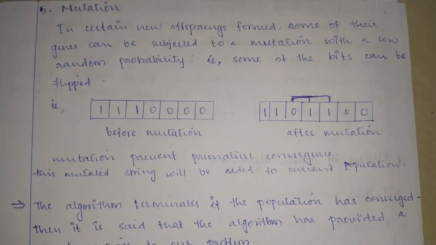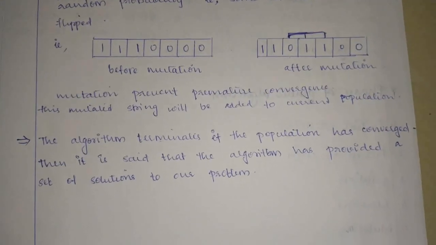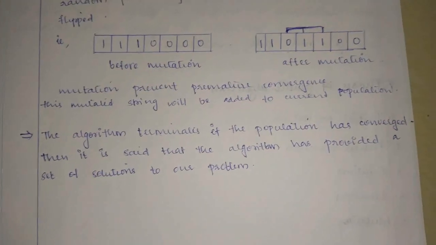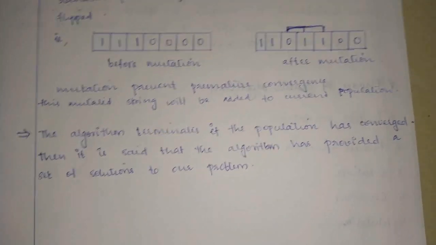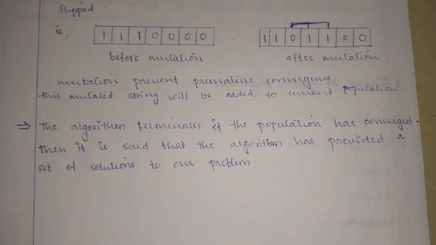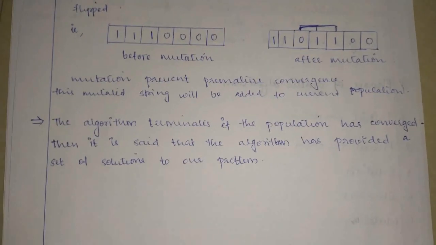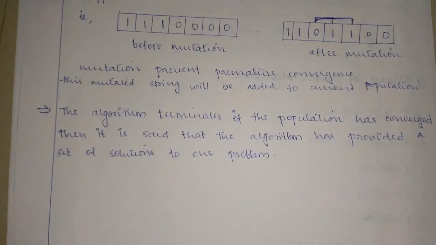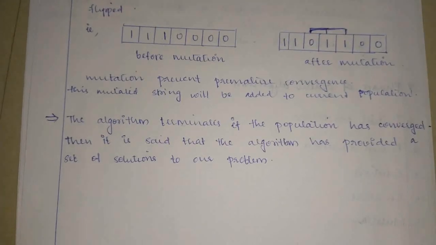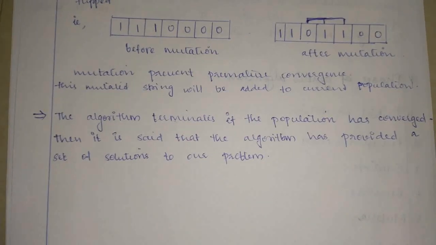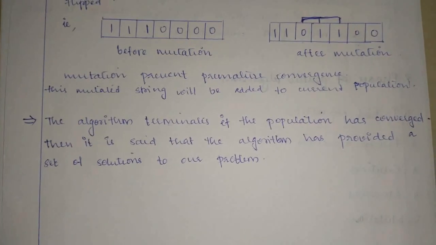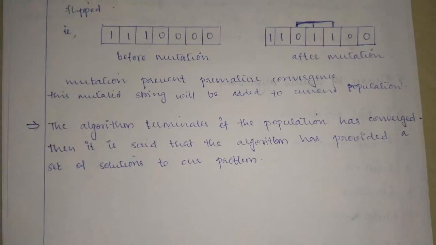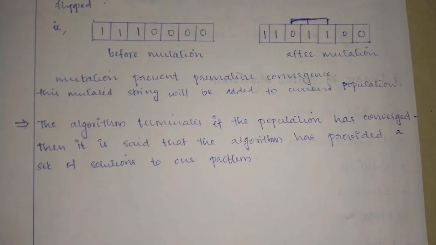Now we move on to termination of the algorithm. Termination of the algorithm means the completion of the algorithm. The algorithm terminates if the population has converged. Converged means it doesn't produce any offspring which are significantly different from previous generations. So if the algorithm doesn't produce any new offspring, it means the algorithm has provided a set of solutions to our problem. So this is the termination of the algorithm.